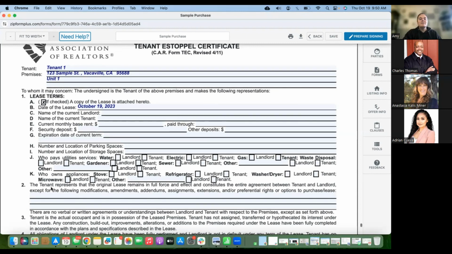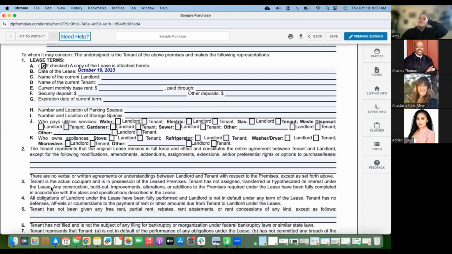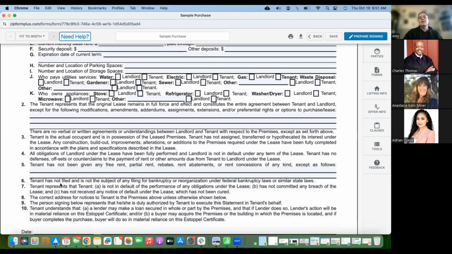"The tenant represents that the original lease remains in full force and effect and constitutes the entire agreement between the tenant and landlord, except for the following modifications, amendments, addendums, assignments, extensions, and/or preferential rights or options to purchase lease." So anything that's going to be listed out there. "There are no verbal or written agreements or understandings between landlord and tenant with respect to the premise except as set forth above." So everything that's been mentioned, all the buddy agreements, they're all going to be on number 2.